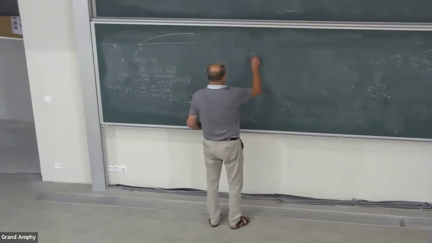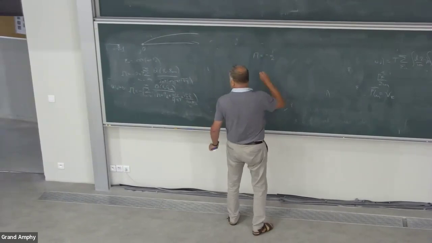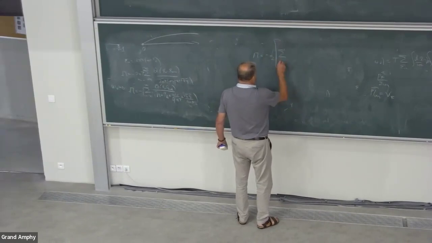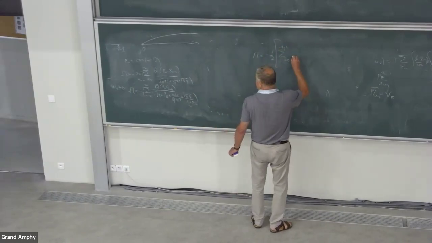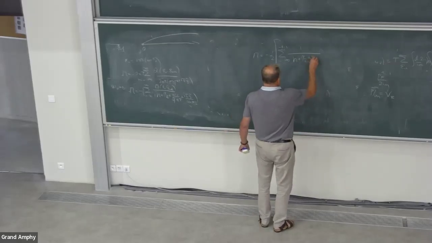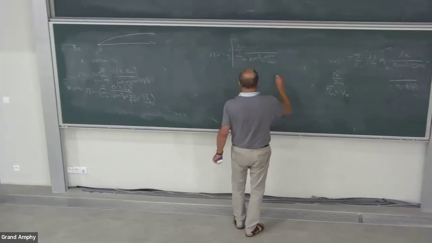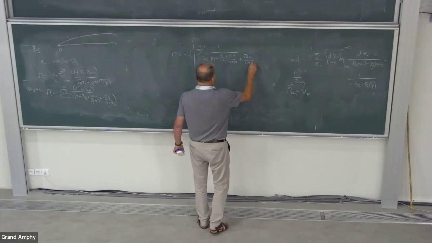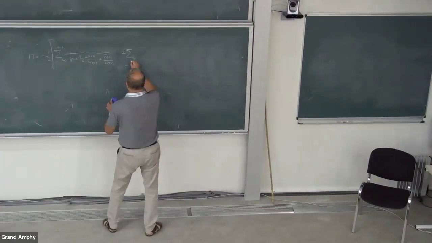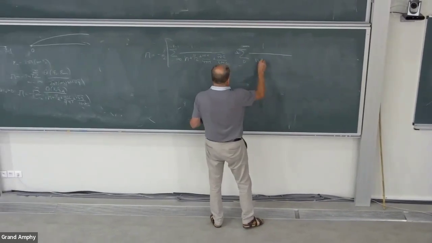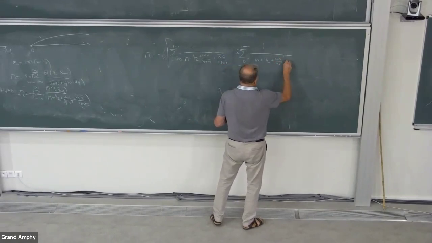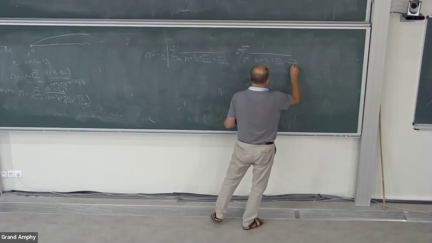And I have to write that my P will be equal to minus 1 over 2, sum from minus infinity to minus nu minus 1 of 1 over n plus 1 over 2 plus omega nu over 4 pi T plus i vq over 4 pi T, plus the sum from 0 to infinity of 1 over n plus 1 over 2 plus omega nu over 4 pi T plus i vq over 4 pi T.